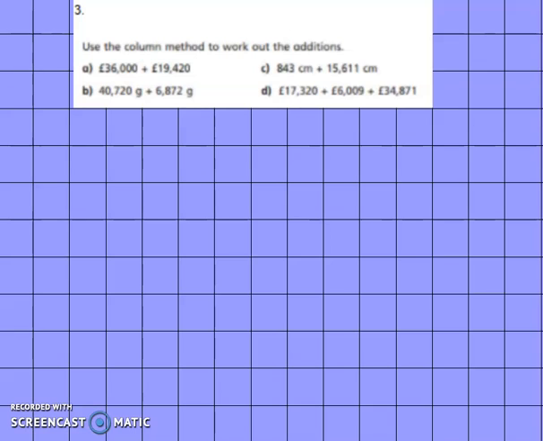For question 3, you'll be able to do these yourself as well, but what you need to make sure is that you're lining up everything properly, and also when you're working out your answer, you use the units, the measurements that they have given you. So in the first one, you can see they've used pounds, so your answer must have pounds at the start of it. In B, they've used grams, so you must put G at the end of your answer. For C, the measurement they've used is centimetres. And D, they've used pounds again. So make sure your answers have those in it so that your answer is correct.